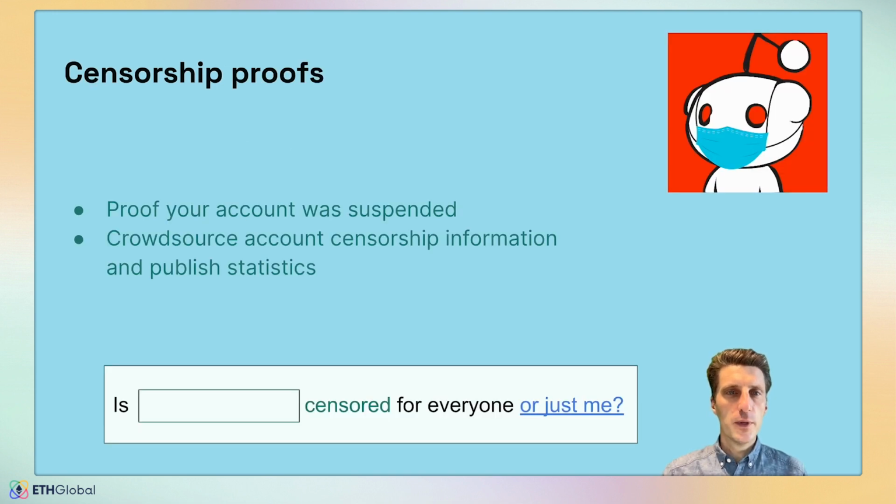The third example is using TLSNotary to prove censorship. Recently, there was a whole debacle around Reddit and multiple accounts were suspended. With TLSNotary, one can verifiably share the message received with the reason for your suspension. You could also build a web application for users to prove they were blocked from using an application and report if other users are experiencing the same.